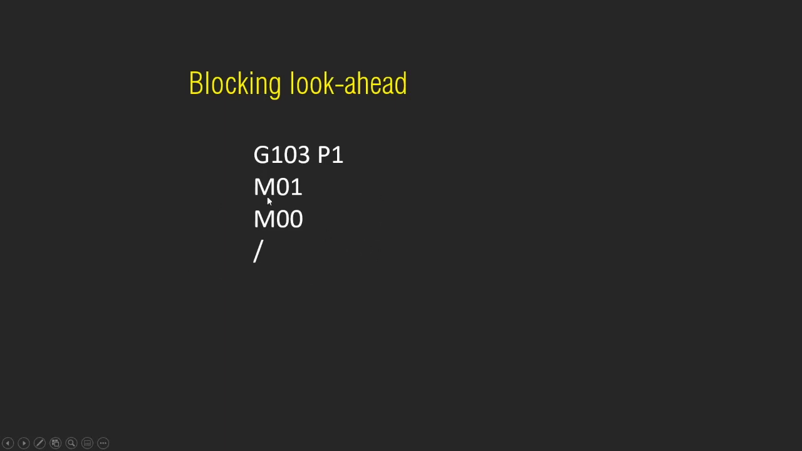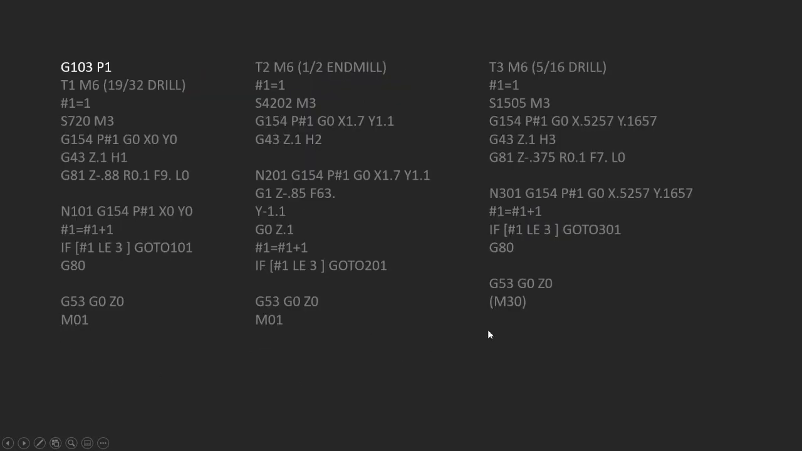Also, what blocks look ahead is M1 or M0. Those also block it. So I'm going to go back one slide. So the M1s that you see here are making it, and these two here, I'm making it so that it doesn't go past that. So it'll only work the look ahead. If I didn't have this G103 here, it would only affect this tool because the M01 will block that. And you don't have to have optional stop on to make that happen. It will just not allow the look ahead to go further than the M1.